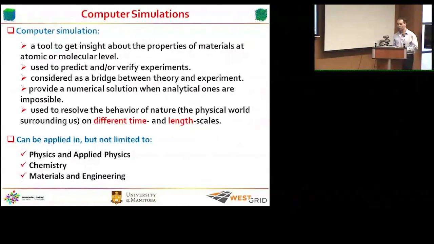So what is computer simulation? Computer simulation is a tool to get insight about the properties of materials at atomic or molecular level. Using simulation, we deal with atoms and molecules, so we can know exactly how the atoms move and relate some macroscopic properties to their motion. Computer simulations are used to predict or verify some experiments. As I said earlier, it's a bridge between theory and experiment, because it provides a numerical solution when the analytical ones are impossible.